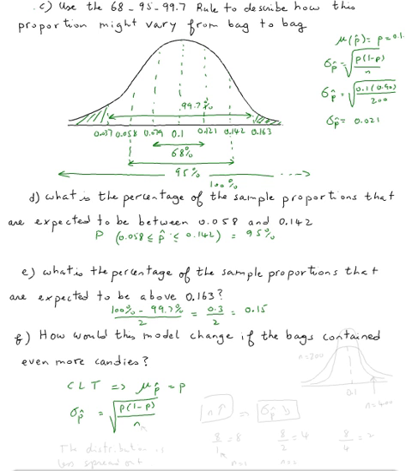So how would the model change if the bag contains more candies? Basically we're making n bigger, right? If n increases and it's in the denominator, this means the standard deviation will get smaller. In other words, let's assume this is 0.1, and this is the distribution for n equal 200. If you pick n equal 400, for example, we'll get something that looks like this. So this one that I just added is the distribution for n equal 400.